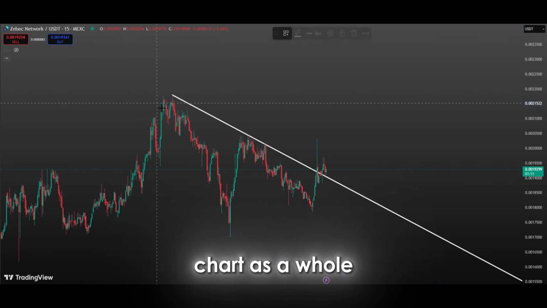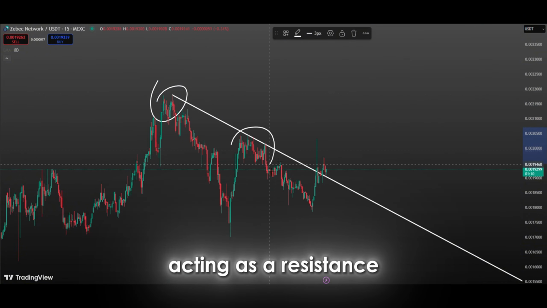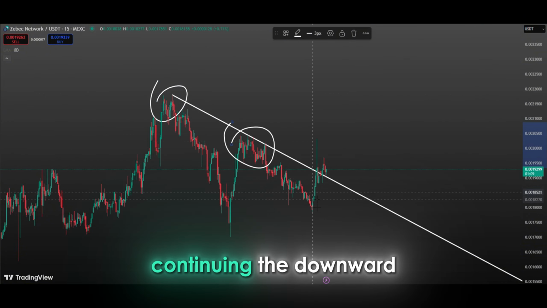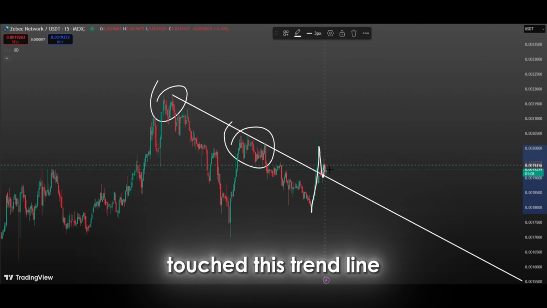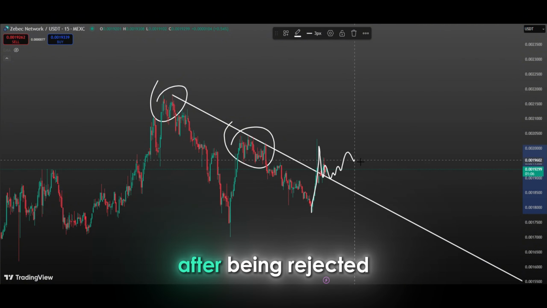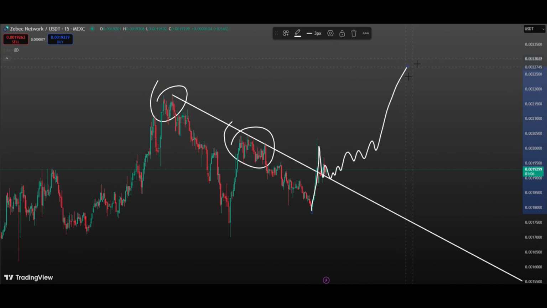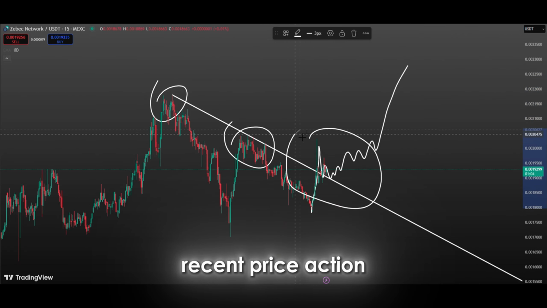Looking at the chart as a whole, a short-term downtrend line is evident. This trend was acting as a resistance, continuing the downward movement of the price from its previous highs. The price had touched this trend line on every bullish attempt and continued to form new lows after being rejected from these levels. Recently, however, this picture has started to change, especially with the recent price action.